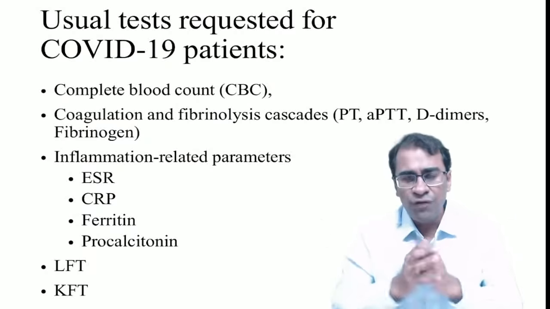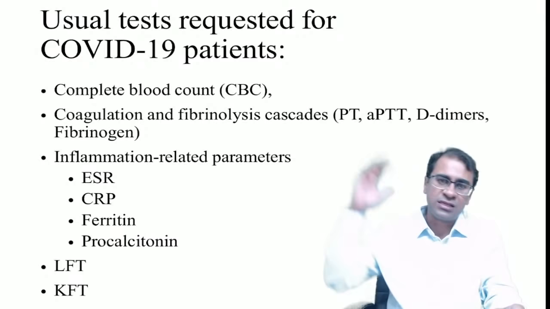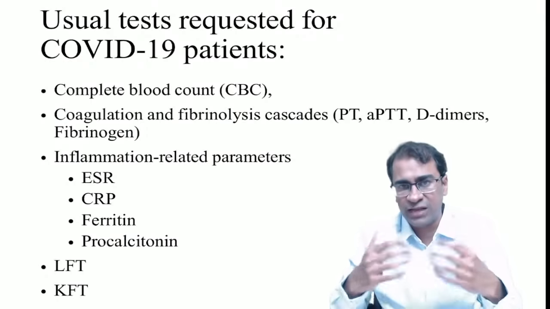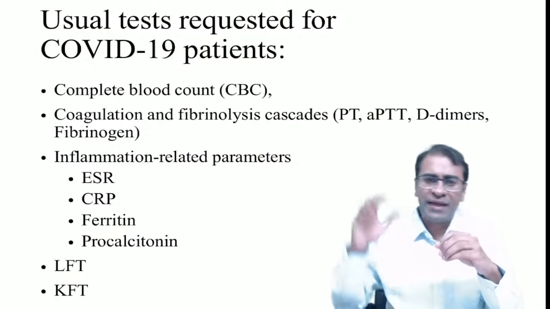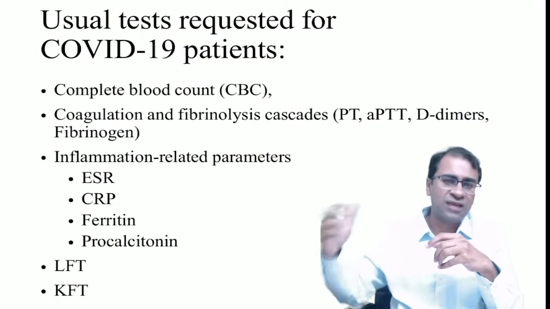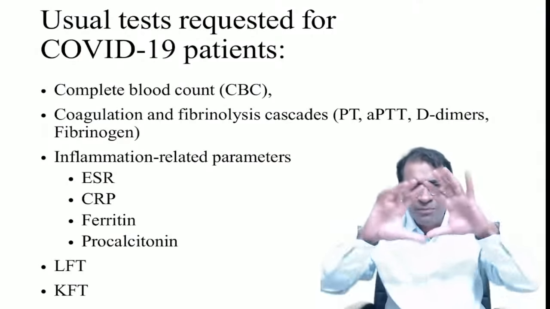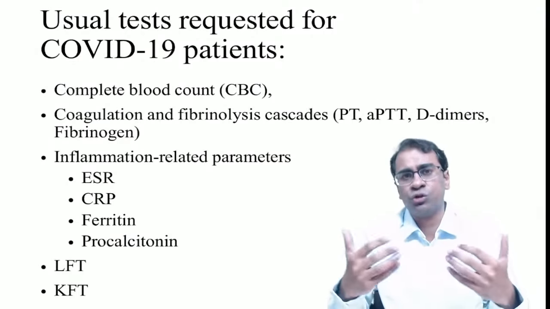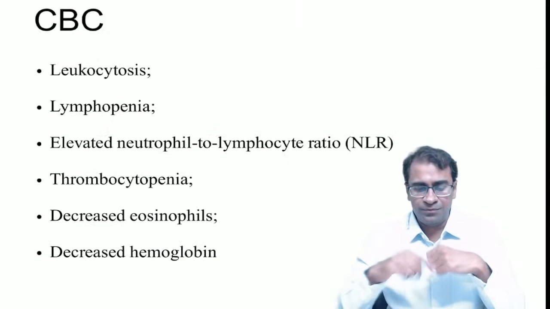So, when you talk about COVID-19 infection, what are the basic tests you need to do? You actually start with the CBC, a coagulation fibrinolysis assay, that's PT, APTT, D-dimer, fibrinogen. You often look for the inflammatory markers, like ESR, CRP, fibrinogen, procalcitonin, LFT, and KFT. These are the basic usual tests you often ask a patient to do. Is it actually required? Let's understand that.